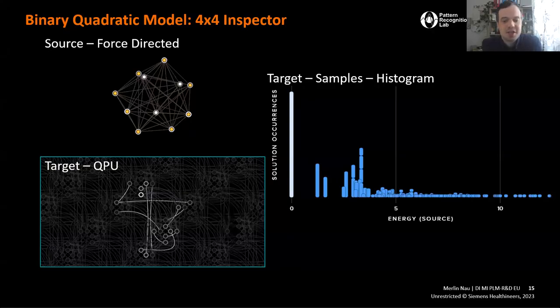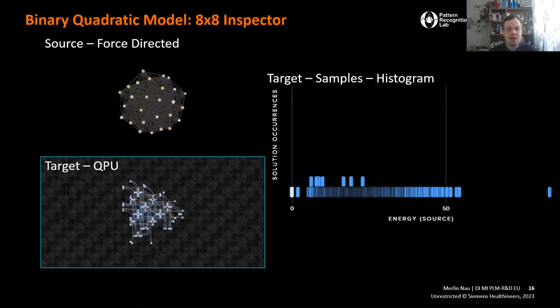So let's take just the example that we have a 4x4 image. We have now these different pixels, and we can already see that this graph is quite fully connected. So we don't actually exploit the topology of the D-Wave chip enough. So our problem is not really suited, right? It's a fully connected graph, and the size of the fully connected graphs that you can embed on the D-Wave hardware is currently limited.